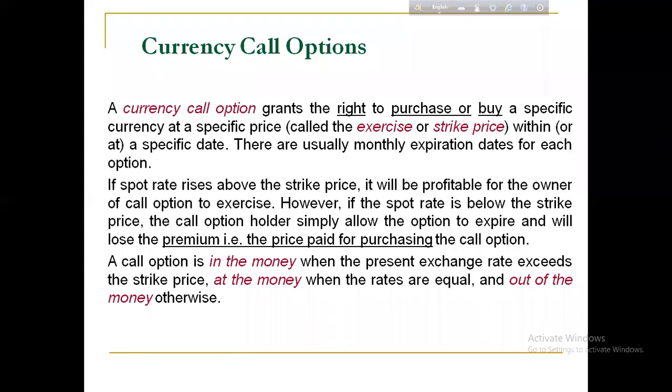And what is out of the money? Out of the money is just the opposite of in the money. That means when the strike price is greater than the spot price. So that is called out of the money.